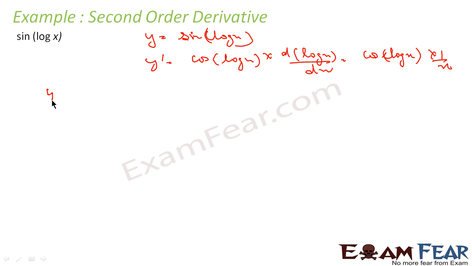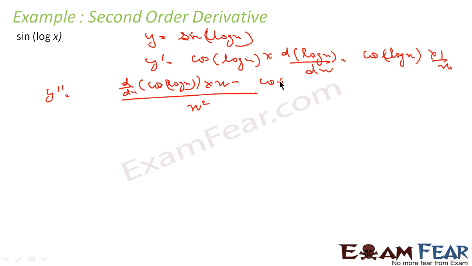Similarly, y double dash I have to find. You see, this is nothing but cos log x by x, u by v form. This is v square, that is x square, into d by dx of cos of log x, into v, that is x, minus cos of log x into d by dx of v, that is x.